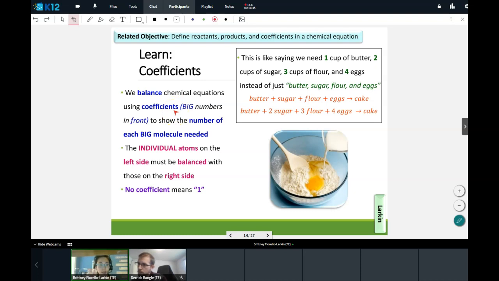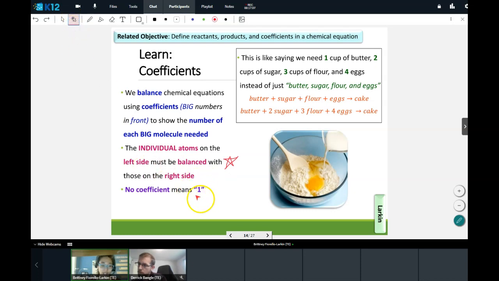So far we've been talking about subscripts, those tiny numbers that go at the bottom of our molecules to tell us how many of each atom we need. We just did that on the last slide, but this time we're going to start using big numbers. Again, our goal is to maintain conservation of matter, so the individual atoms on the left should be balanced with the individual atoms on the right side.